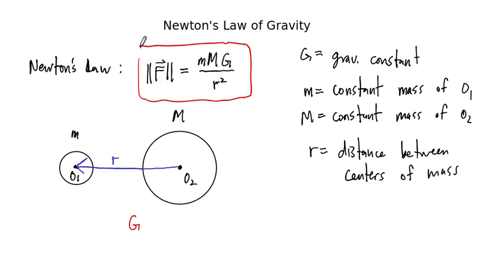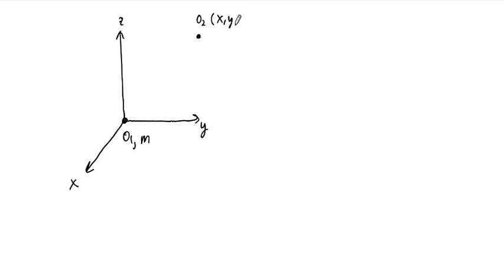So what we want to do is write a formula for this in x, y, z coordinates, so for three-dimensional objects. Let's set the problem up a little bit here. Say object 1 is centered at the origin. So the center of mass of object 1 is at the origin, and the mass of object 1 is little m, and the other object, object 2, has its center of mass at coordinates x, y, and z. Because we only care about the center of mass for this law, we can just plot these as single points. We'll call the mass of this one capital M.